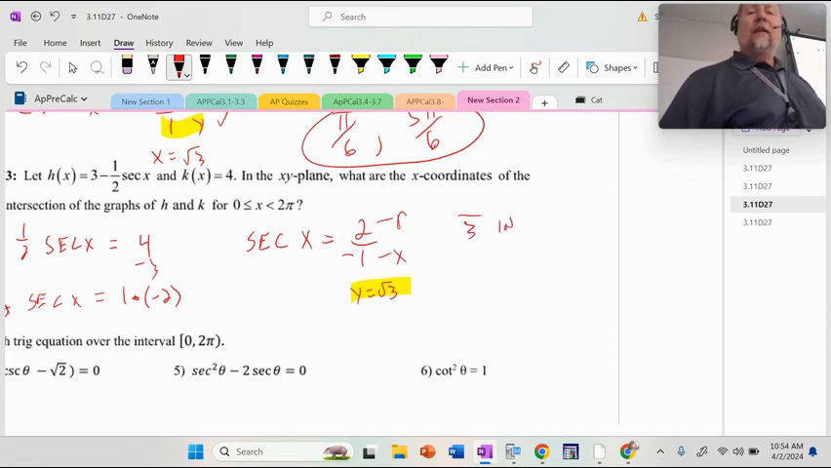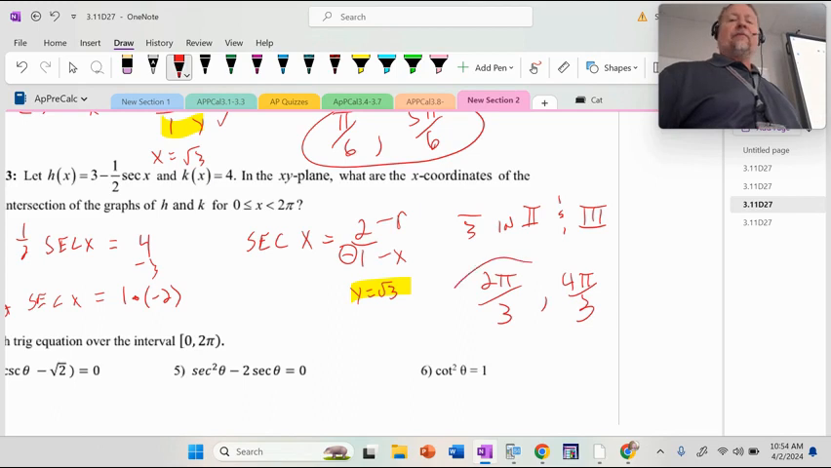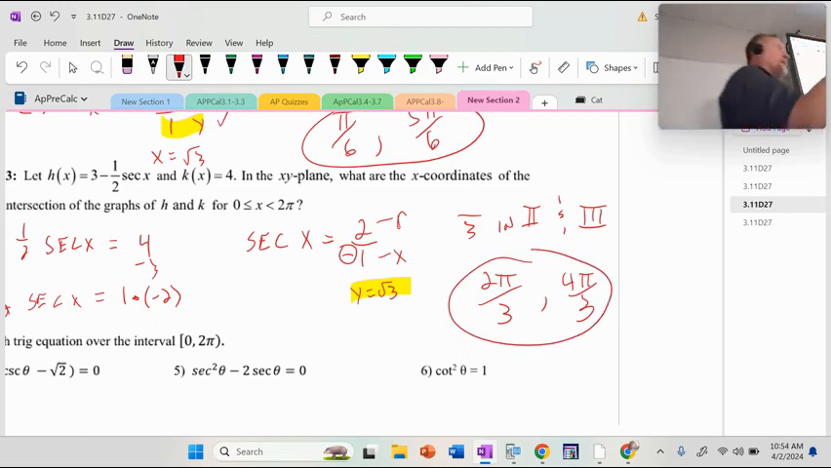Where is secant negative? Look at ASTC. Where's secant negative? 3, 2, 1, go. 2 and 3. So what's the π over 3 in quadrant 2? 3π over 3, jump backwards. And then, secant's negative in quadrant 3, jump forwards from 3π over 3. I've said that too many times to not know 2π over 3 and 4π over 3. Way too much. All right, so here we go.